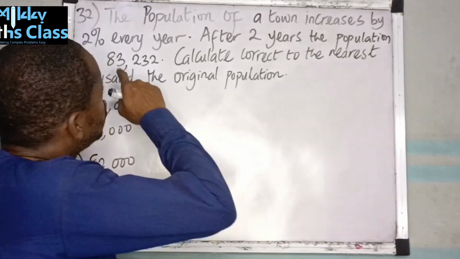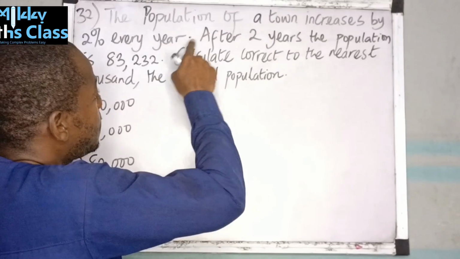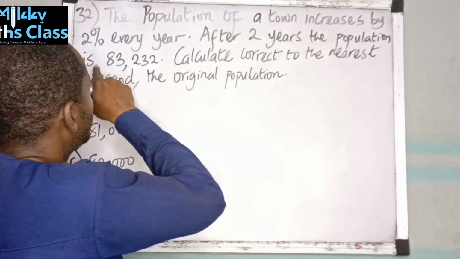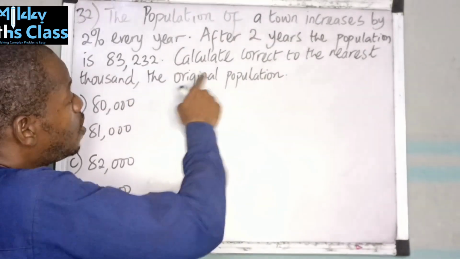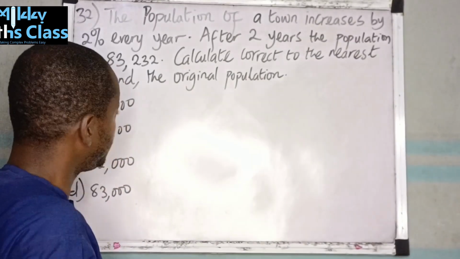All right, let's look at question 32. It says the population of a town increases by 2% every year. After 2 years, the population is 83,232. Calculate correct to the nearest thousand the original population.